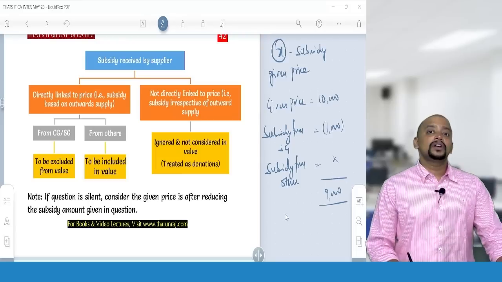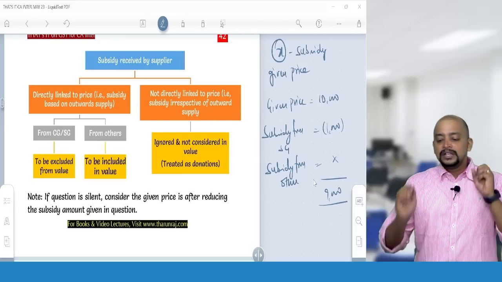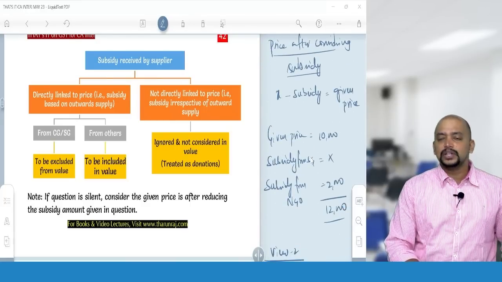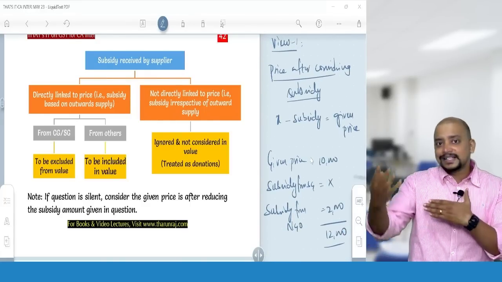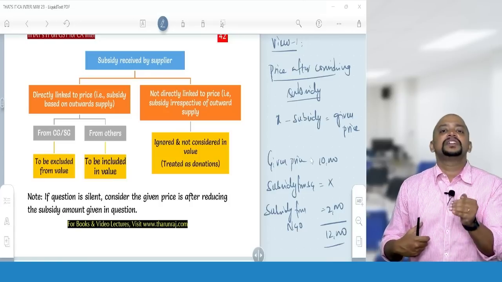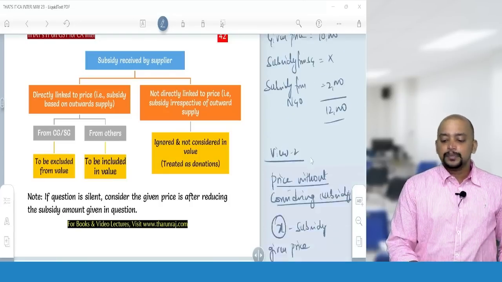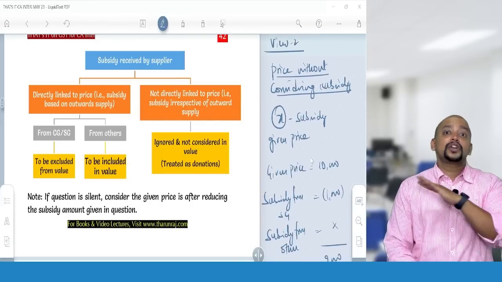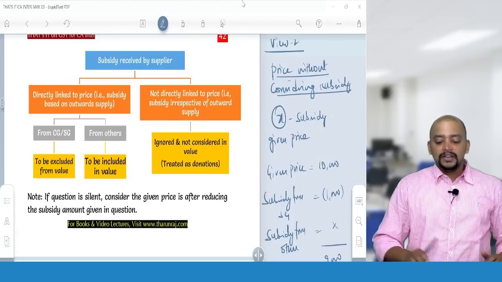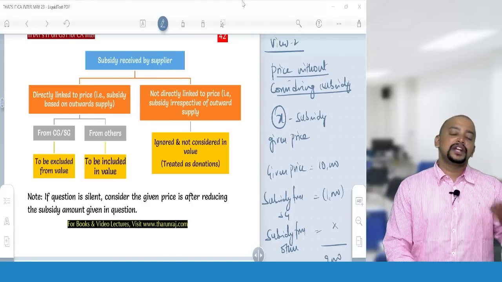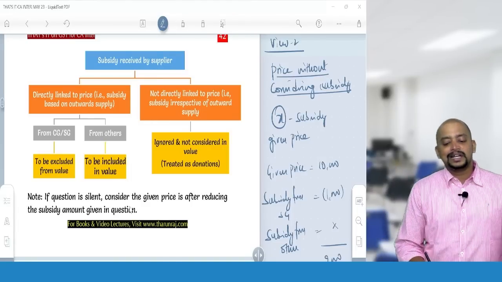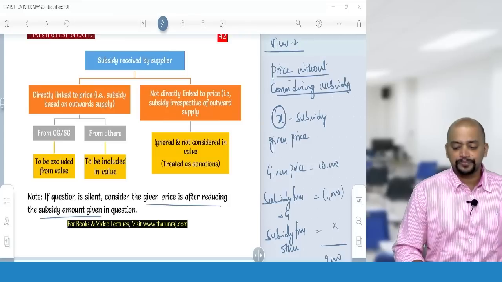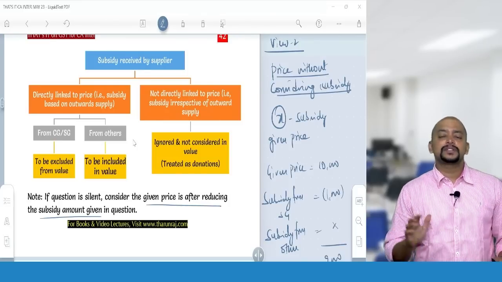Whether we need to take view 1 or view 2 in the absence of information in the question, clearly you need to look into the question. Suppose the question says price after considering subsidy, you need to take that there is some x as the price, from that they reduced the subsidy given in the question and the remaining amount is the given price. Suppose the price is without considering the subsidy, then whatever is the price that is given, they have not reduced the subsidy. Suppose the question is silent, we need to follow view 1, that is price after reducing the subsidy. So if the question is silent, consider the given price is after reducing the subsidy amount given in the question. Okay. So these are the 5 inclusions with respect to value.